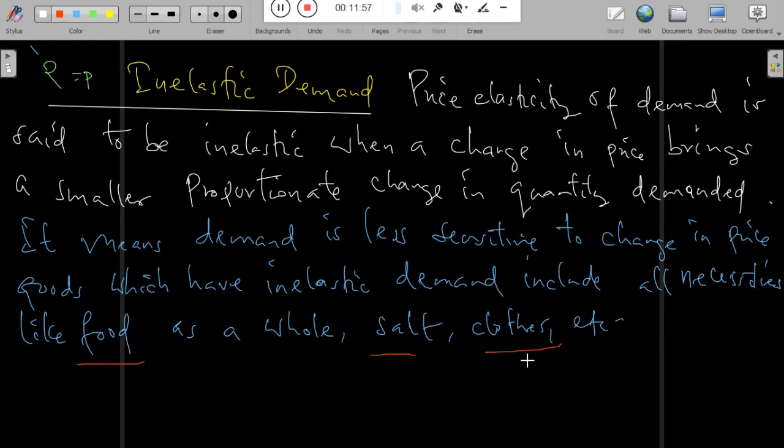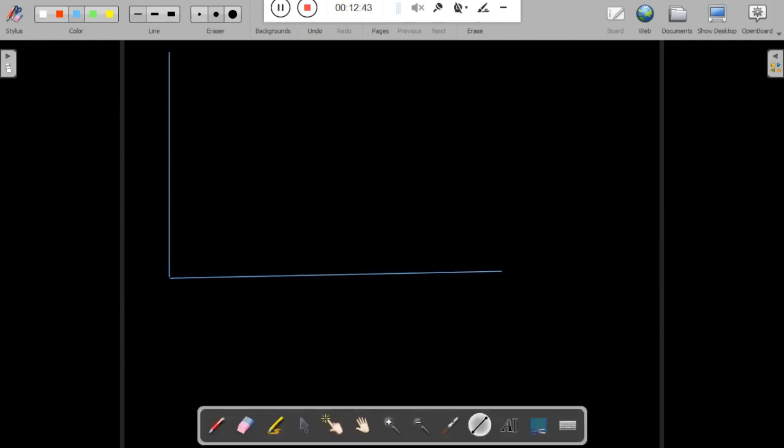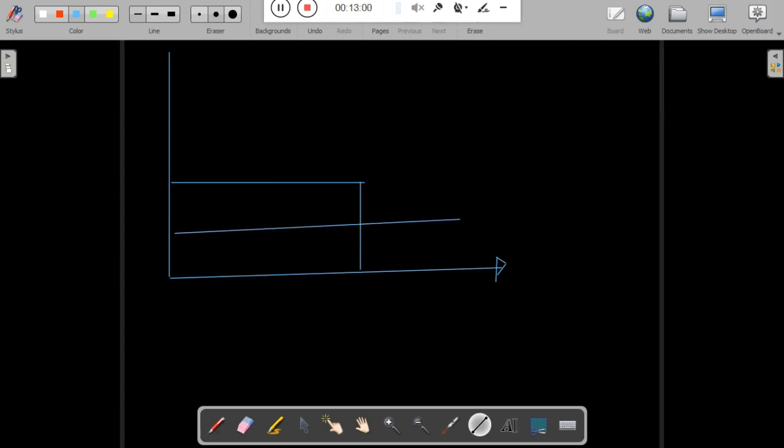Another type of price elasticity of demand is what we call inelastic demand. So inelastic demand is the type of price elasticity of demand where a change in price brings a smaller proportional change in quantity demanded. It means that demand is less sensitive to the change in price. So goods which have an inelastic demand include all necessity goods like food as a whole, salt, clothes, and so on. So under this kind of inelastic demand, any small change or any big change in price level brings a smaller result on the change of quantity demanded.